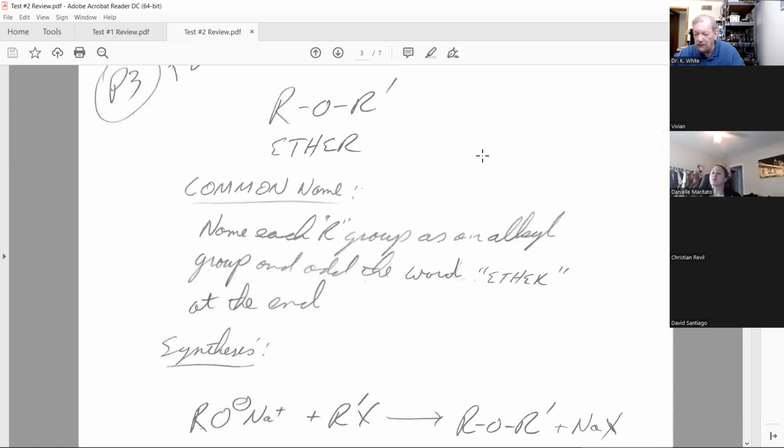And nobody uses IUPAC unless you're writing a patent or a legal document. We use common names. Name each R group as the alkyl group it is and add the word ether on it.